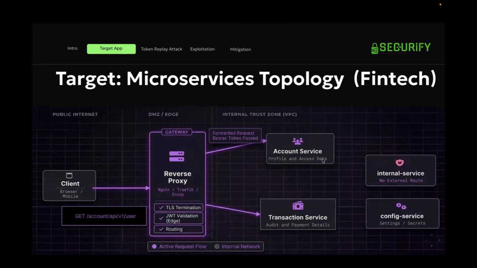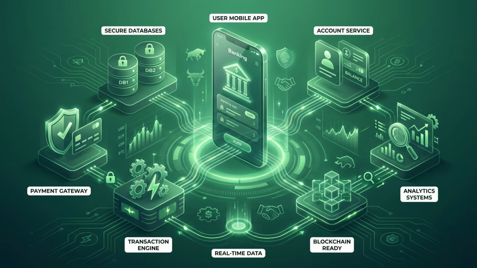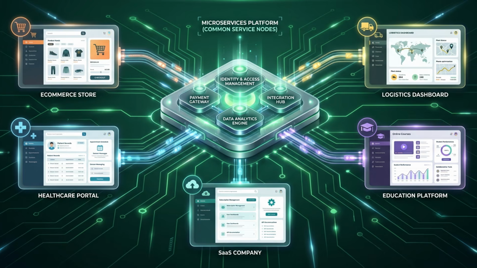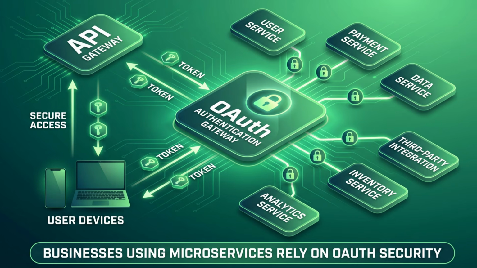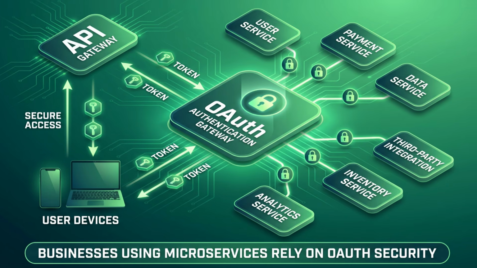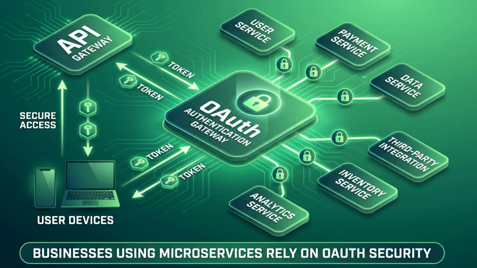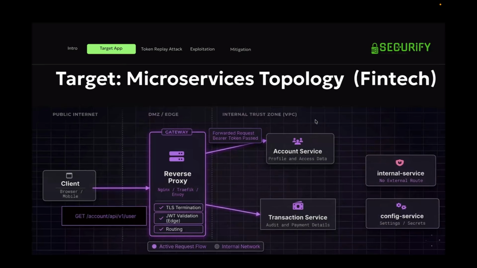So this is our target application, microservices topology. It is based on a financial application, but this can be applied to any kind of business wherever microservices are running, and the application should be using OAuth. Now in this you can see that there are multiple microservices.